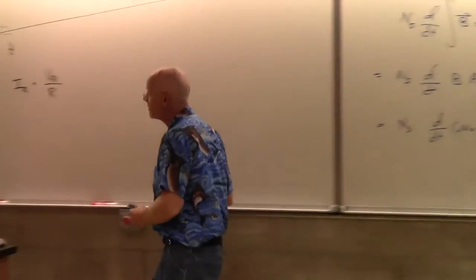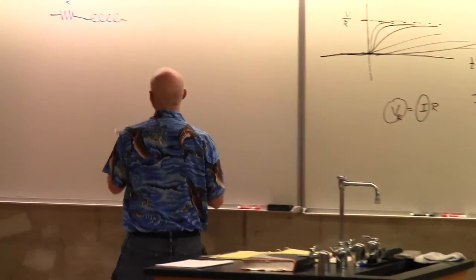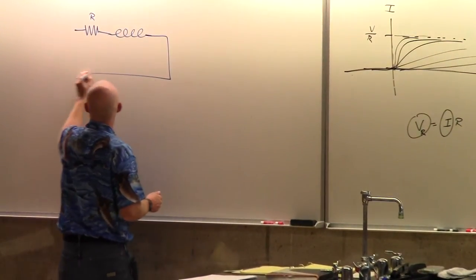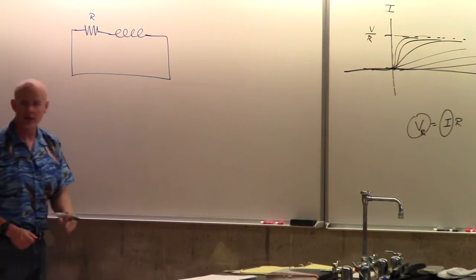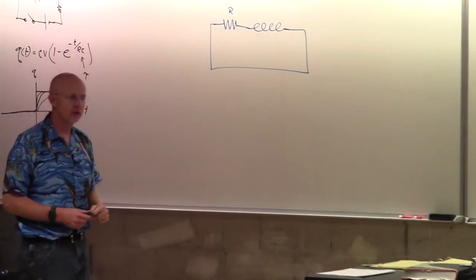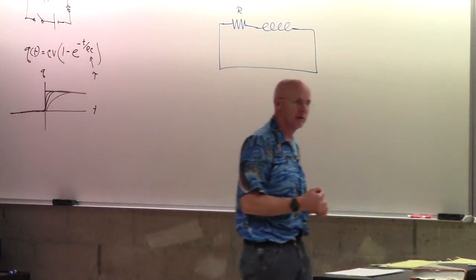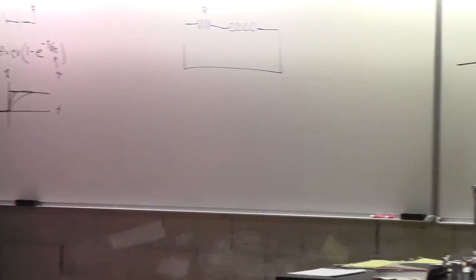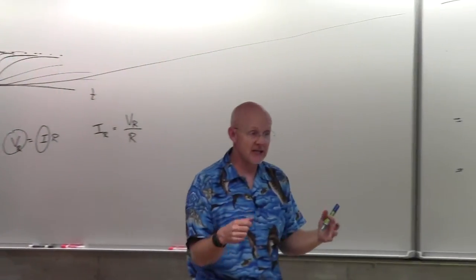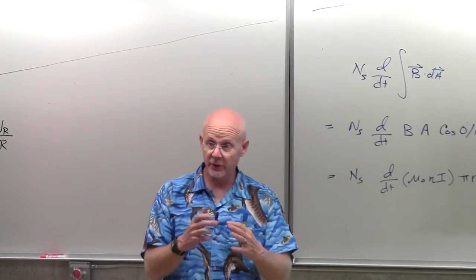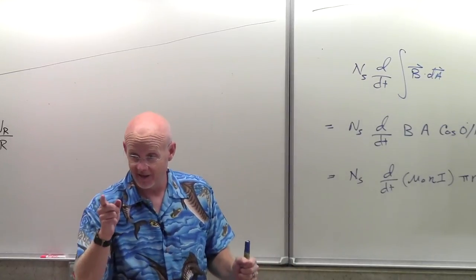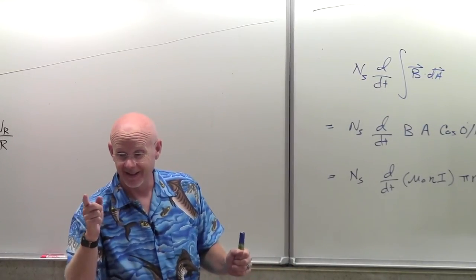All right, so there's my resistor, there's my inductor, and essentially, at this moment, I have just that. Do I have any current? And if so, where would it come from? I mean, where is the EMF? Where is the voltage that is producing the current? Answer?